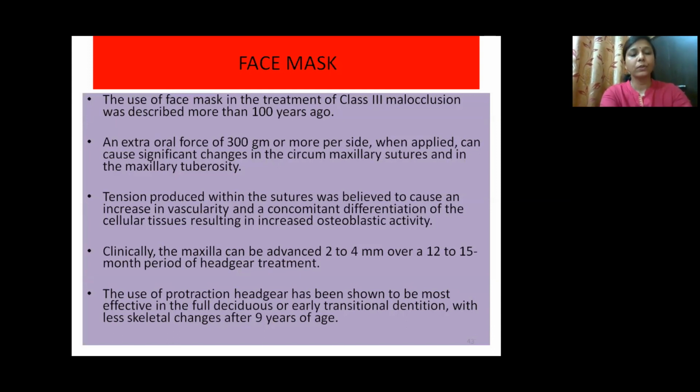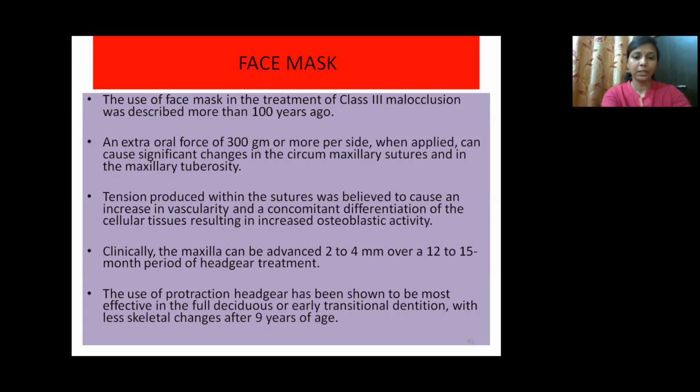Here also, the extraoral force of 300 gram or more per side when applied can cause significant change in the circummaxillary suture and in the maxillary tuberosity. Tension produced within the suture was believed to cause an increase in vascularity and a concomitant differentiation of the cellular tissues, resulting in increased osteoblastic activity. Clinically, the maxilla can be advanced 2 to 4 millimeter over a 12 to 15 month period of headgear treatment.